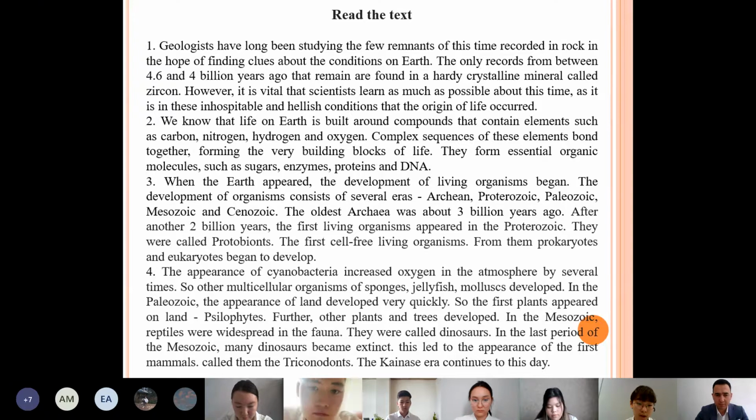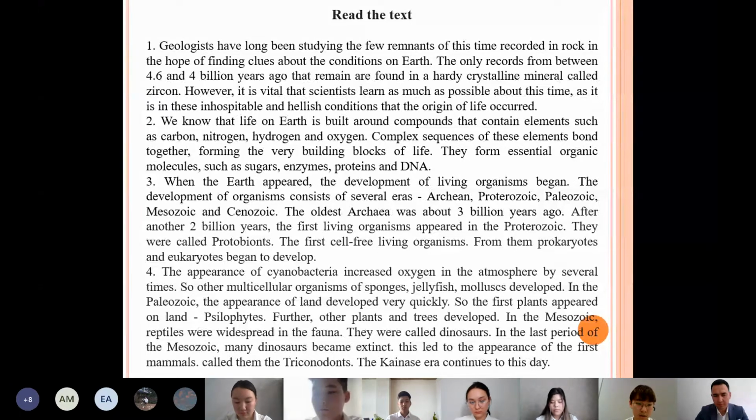Okay. The appearance of cyanobacteria increased oxygen in the atmosphere several times. So other multicellular organisms such as sponges, jellyfish, and mollusks developed. In the Paleozoic, the development of land happened very quickly. So the first plants appeared on land, xylophytes. Further, other plants and trees developed.